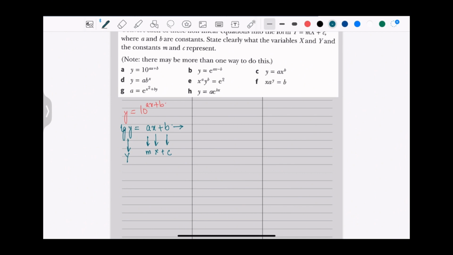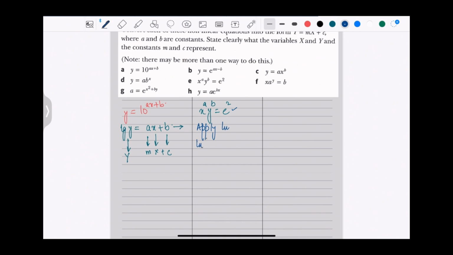One more question here. x to the power of a, y to the power of b equals e squared. Now if I solve this one, I can apply log both sides, or I can apply ln both sides. It's up to you. So if I apply ln both sides, by the way, the idea of applying ln comes from looking at e squared, but if you apply lg, that doesn't make any difference either.